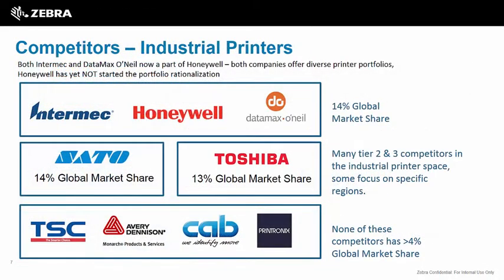Our main competitor in the industrial printer space is Honeywell. Intermec and Datamax are both part of Honeywell and have been losing share primarily to our second-tier competitors, Sato and Toshiba. Other regional competitors include TSC, Avery Dennison, and CAB.